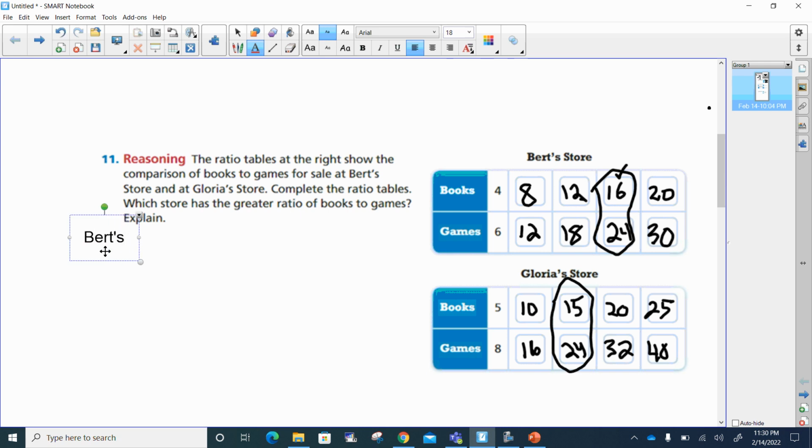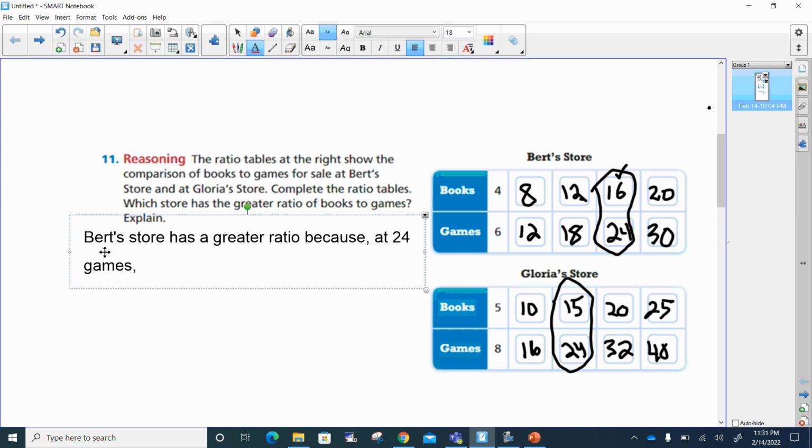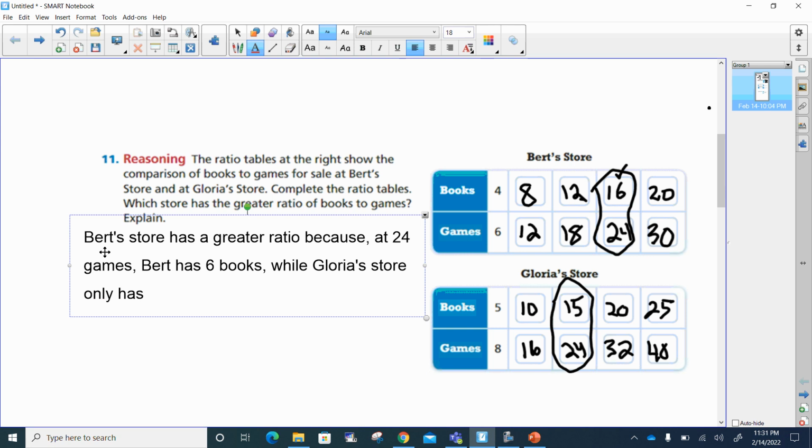Bert's store has a greater ratio because, it does say explain, because at 24 games, Bert has 16 books, while Gloria's store only has 15. Oh, and this should have been 16 books, not 6, sorry. All right.